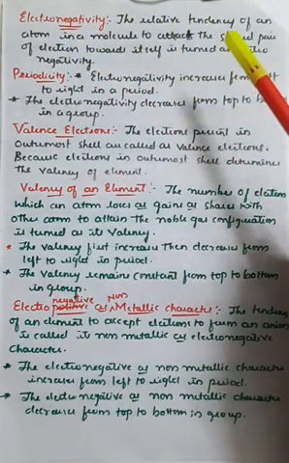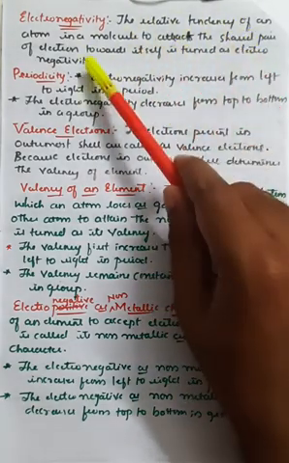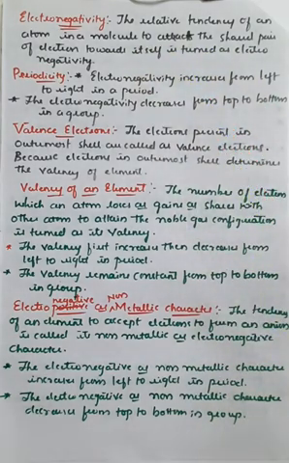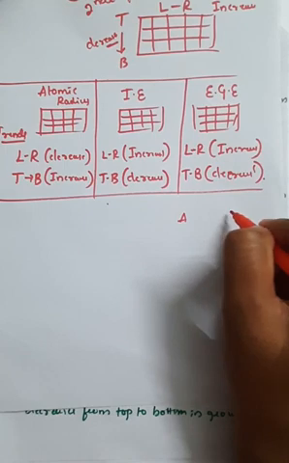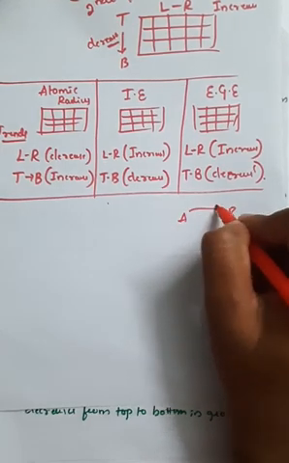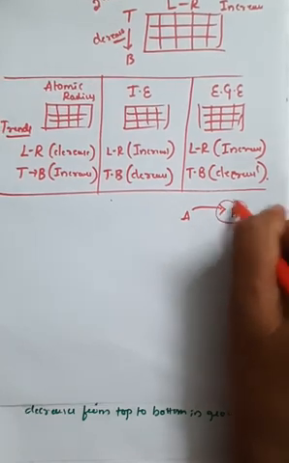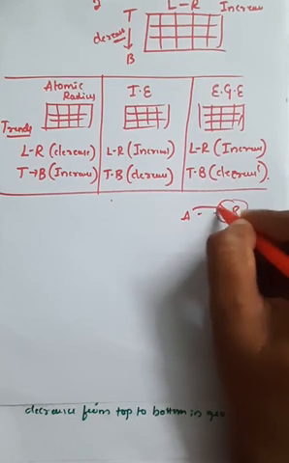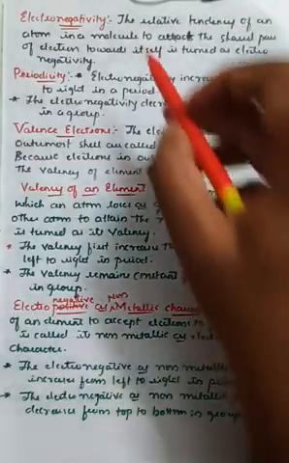According to the definition of electronegativity, the relative tendency of an atom in a molecule to attract the shared pair of electrons towards itself is termed electronegativity. For example, if I take an element A, and there is another element B, A has the ability to extract the electrons from B, that is the shared pair of electrons. For example, there are two electrons here. To extract these electrons towards itself is generally called electronegativity, right?